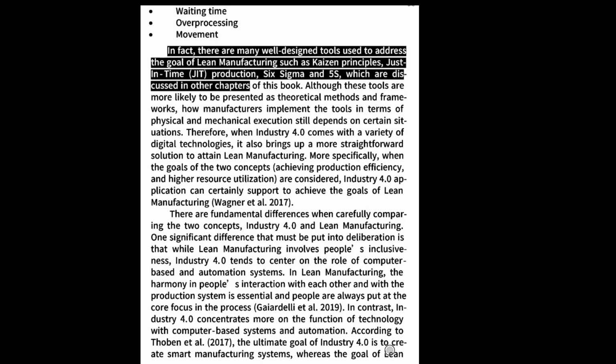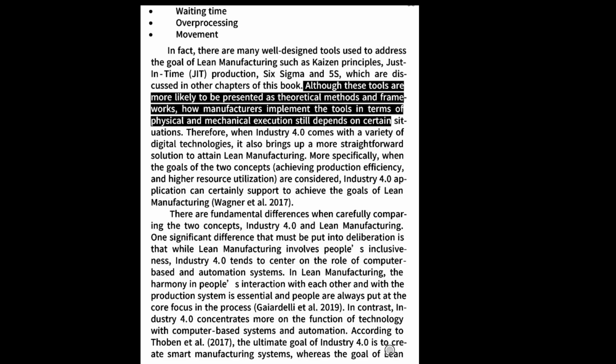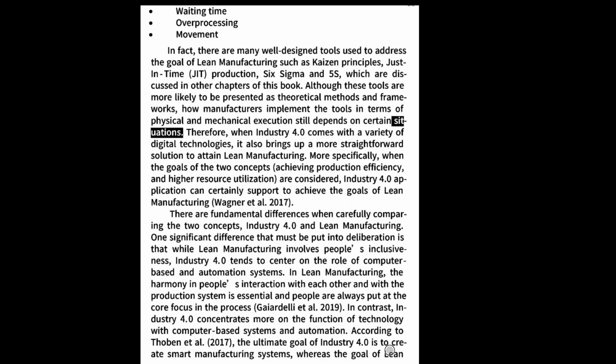In fact, there are many well-designed tools used to address the goal of lean manufacturing such as Kaizen principles, just-in-time (JIT) production, Six Sigma and 5S, which are discussed in other chapters of this book. Although these tools are more likely to be presented as theoretical methods and frameworks, how manufacturers implement the tools in terms of physical and mechanical execution still depends on certain situations.